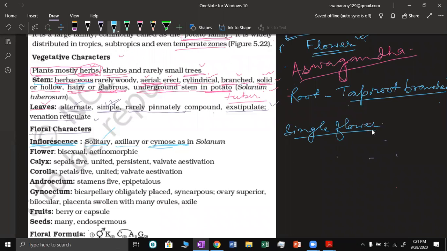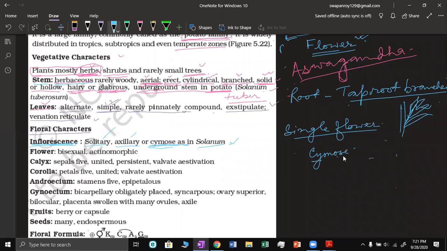This one is solitary. Axillary, that is, it is coming out from the axil of the leaf. The flower is born at the axil. Okay, so this is axillary, and in most cases, particularly in case of Solanum, that is brinjal, then potato, and some other members, it is cymose inflorescence.